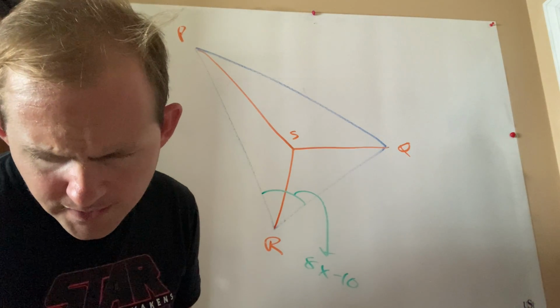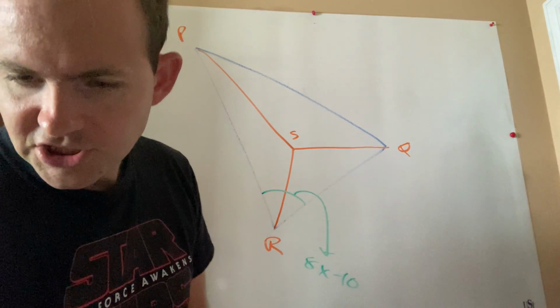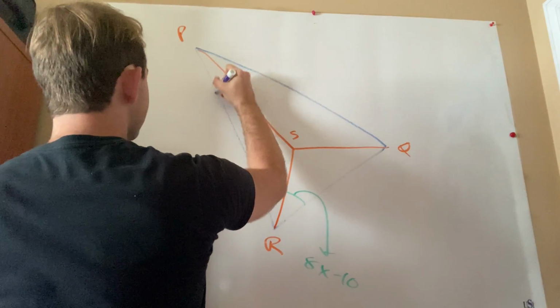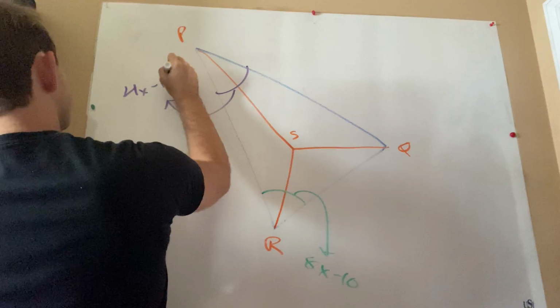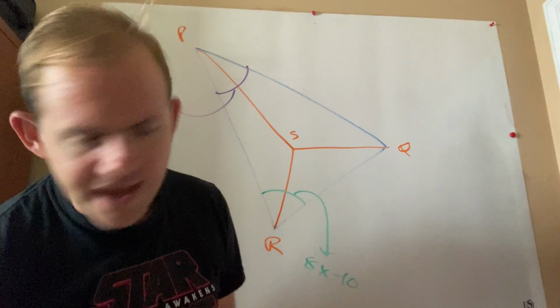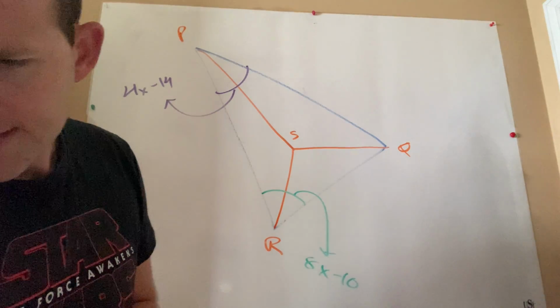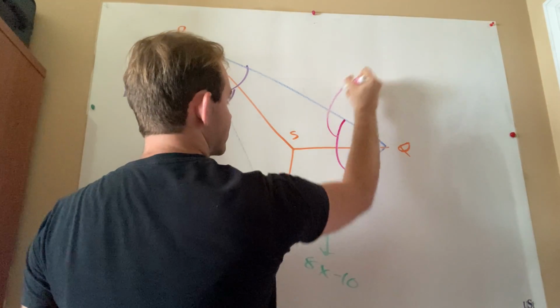Angle RPQ, so that angle over here, which I'll do in purple, is 4x minus 14. And then they give me angle PQR, which is this corner over here, and that's 7x minus 5. All right, 7x minus 5, cool.